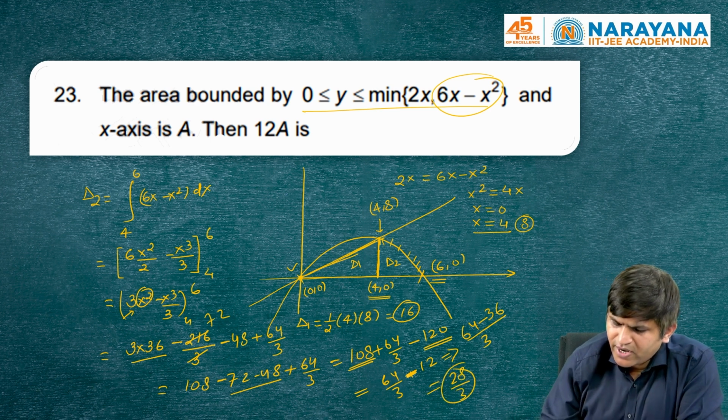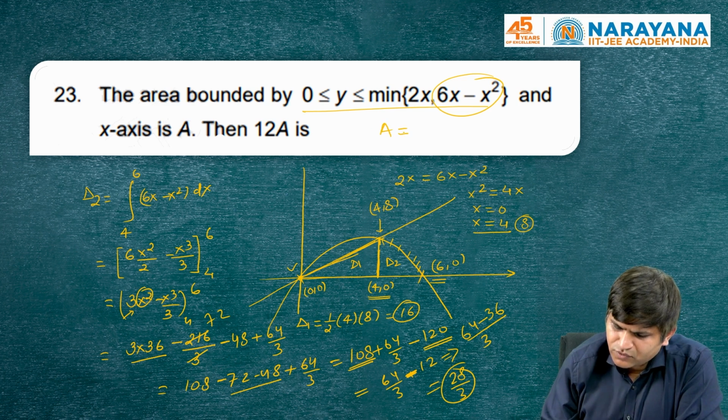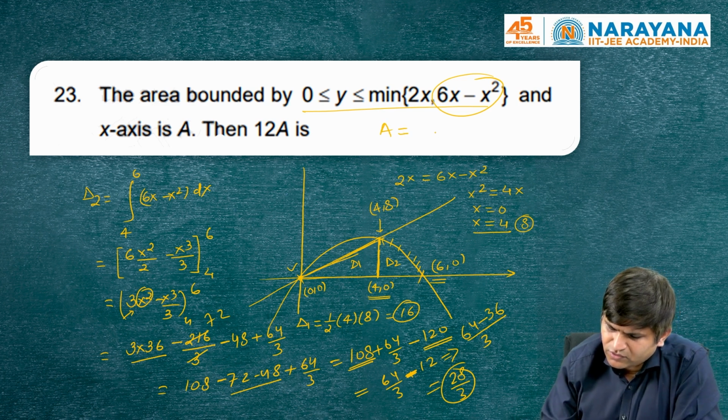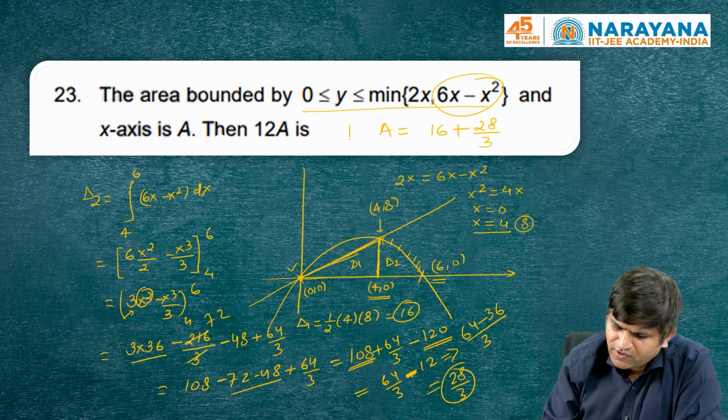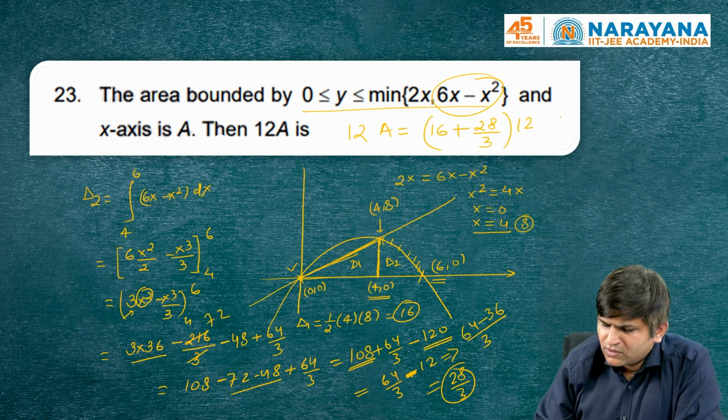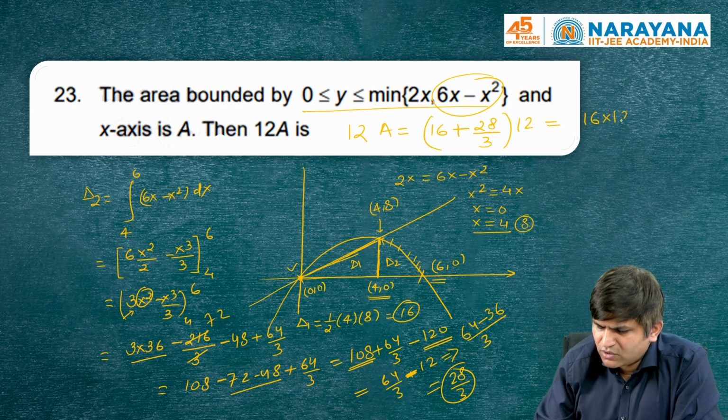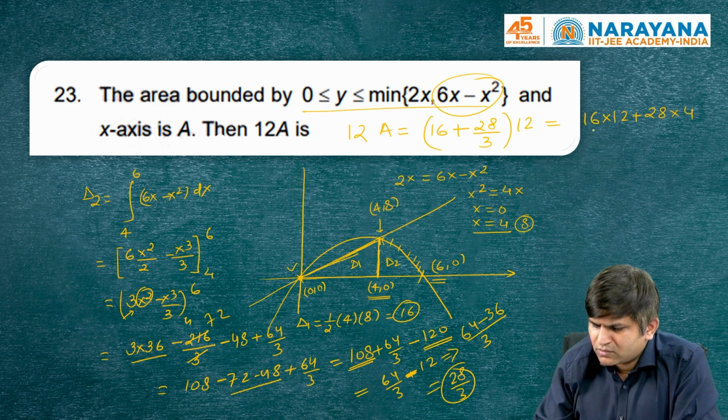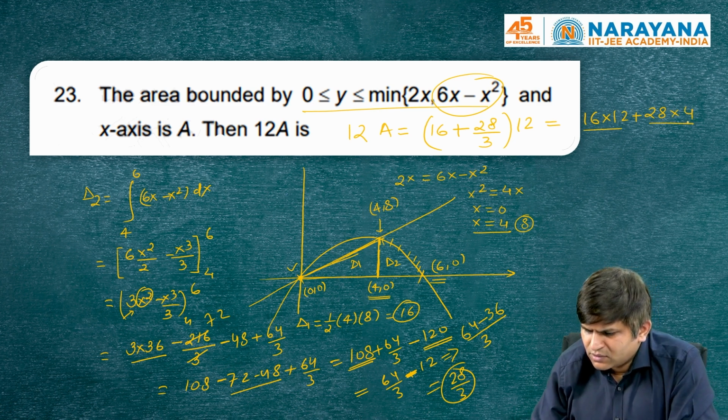So that required area is A. So we have to evaluate 12A. So required area is 16 plus 28 by 3. We have to evaluate 12A. So we have to multiply this by 12. So now this 12 if we are sending inside, so this is 16 into 12 plus 28 into 4. This we have to evaluate. So that will be our answer.